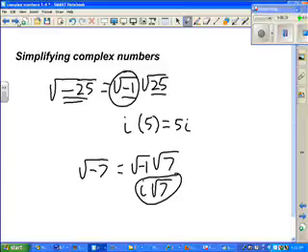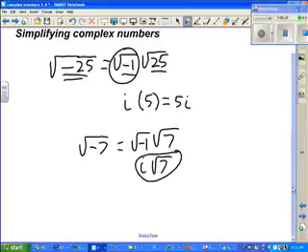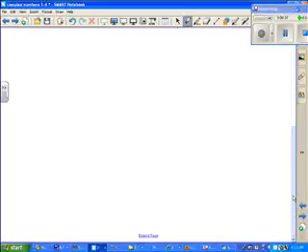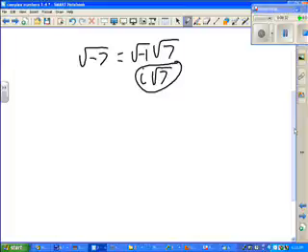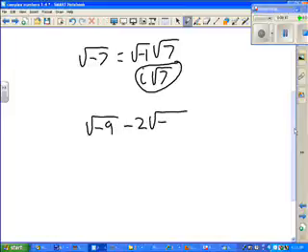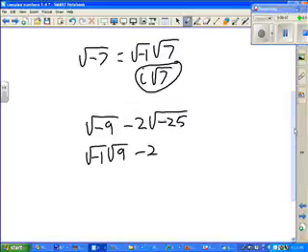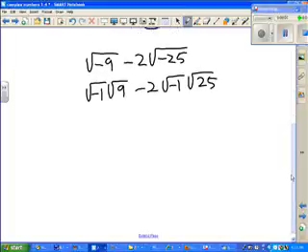Example 2. It's just right below it there, but now we're going to add some things to it. So I've got the square root of negative 9 minus 2 times the square root of negative 25. Well, let's break this down. We've got the square root of negative 1 times the square root of 9, minus 2 times the square root of negative 1 times the square root of 25. Breaking everything down so I can see all my i's and all my radical numbers here.